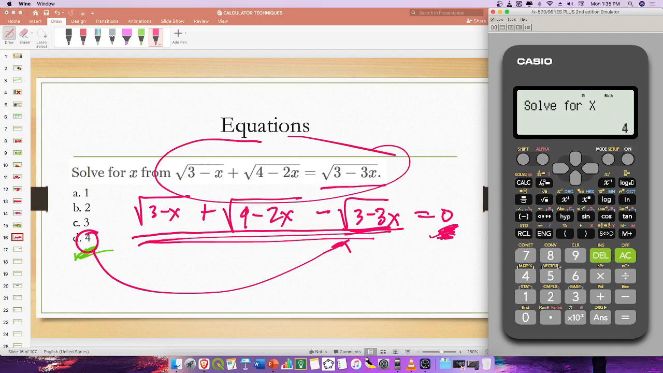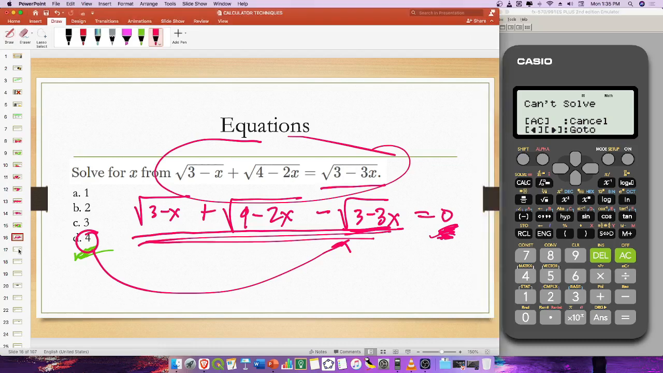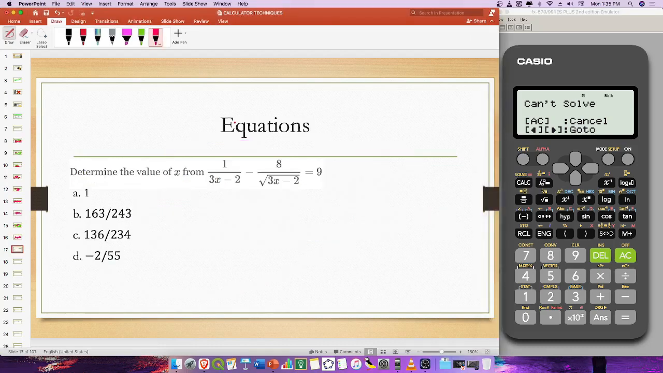Solve for x, assuming the value is 9. Okay, solve for x. You can't solve it. You can't solve using shift solve. So that is why shift solve is not advisable. Use calc in your calculator. Now we go to the next equation.